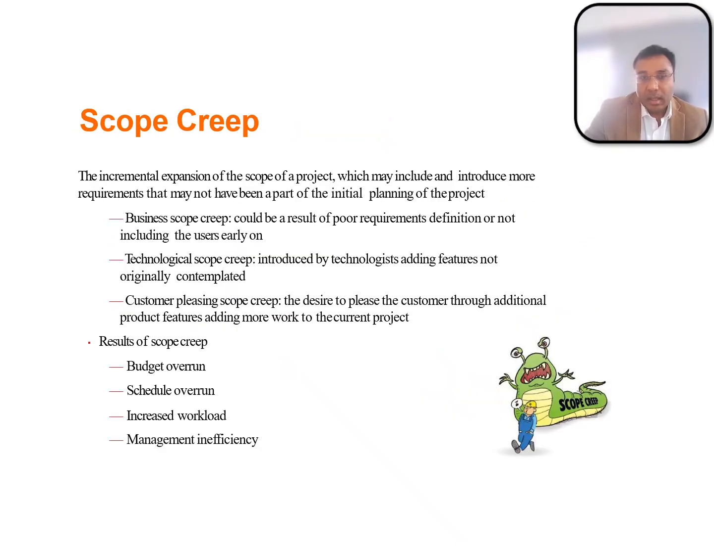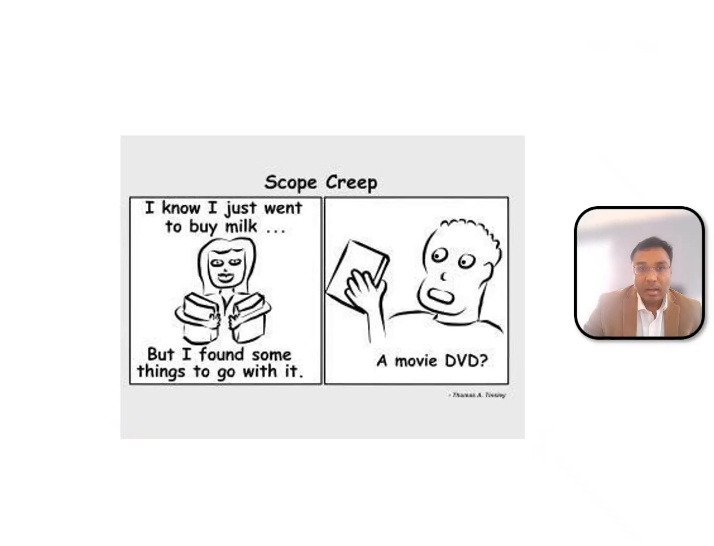Scope creep is a common thing, which is adding more requirements into the scope that was already defined in your project. It is an incremental expansion of project scope, often without formal approval. This could result from poorly defined requirements, tech teams adding different features which may or may not be required, or teams trying to please the client. The result, obviously, is budget blowouts, schedule delays, and increased workload. We will discuss how to identify and control this in this course.